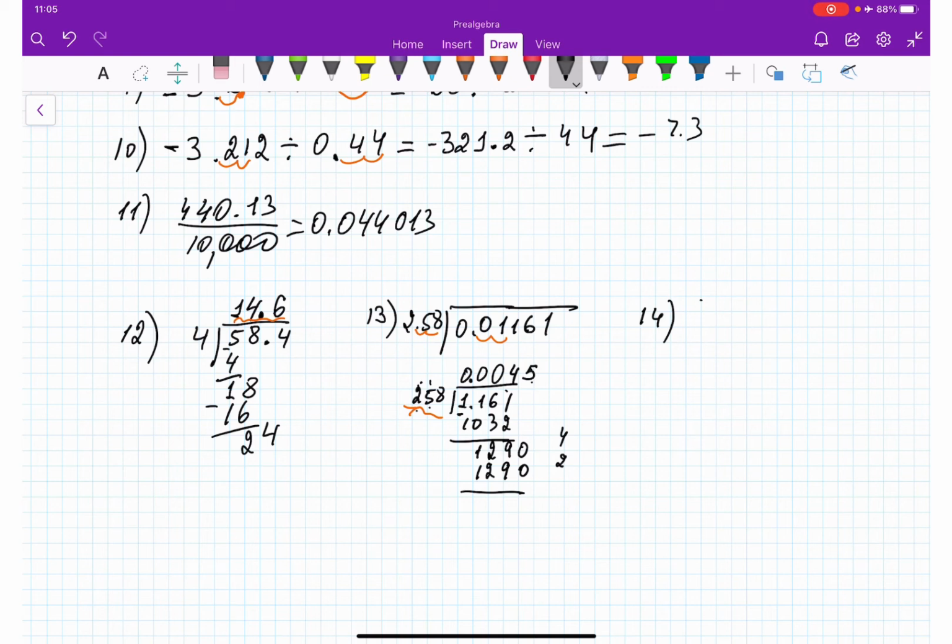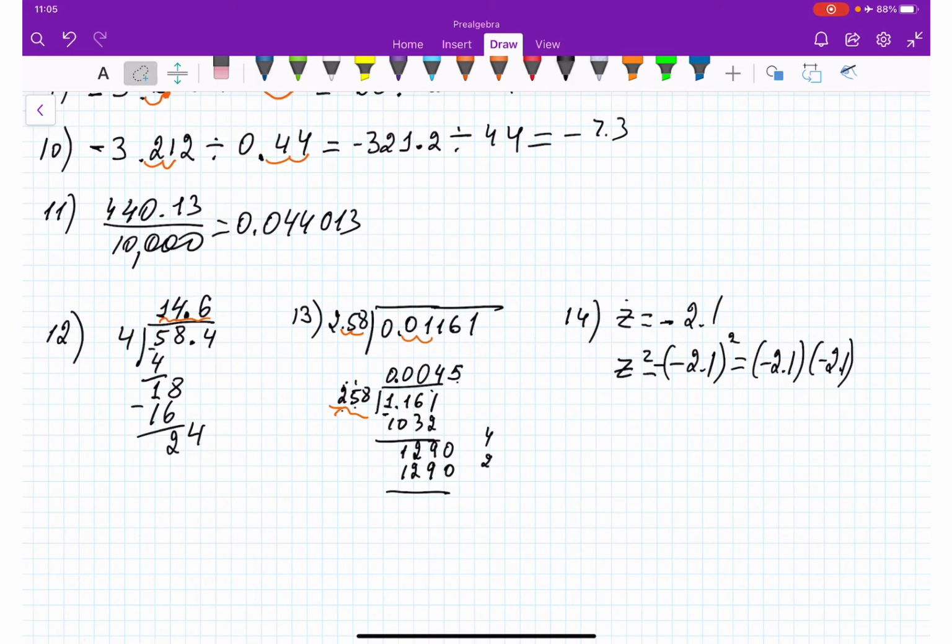Evaluate the expression for z equal negative 2.1. We need to evaluate z squared, which means negative 2.1 squared, which is equal to negative 2.1 times negative 2.1. Okay?